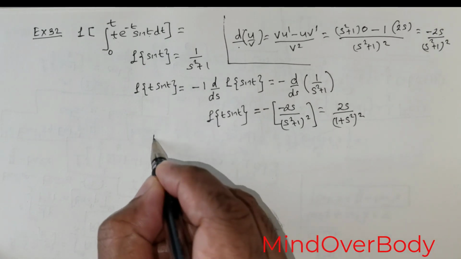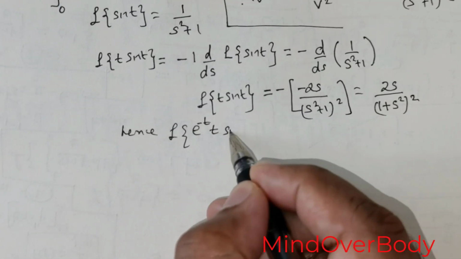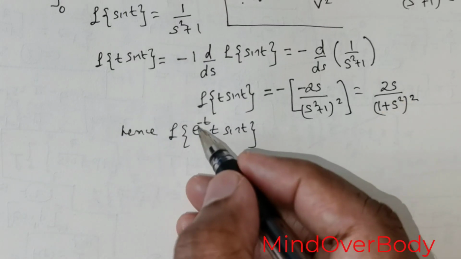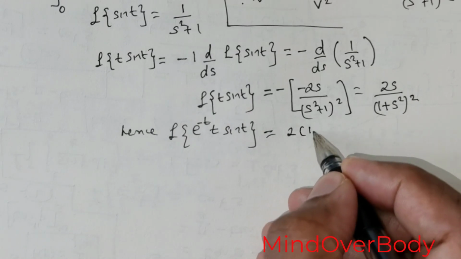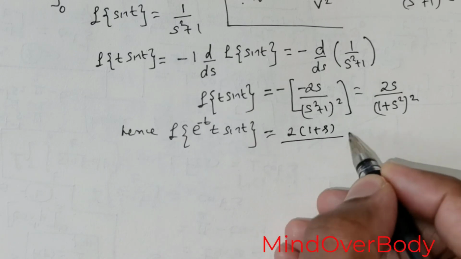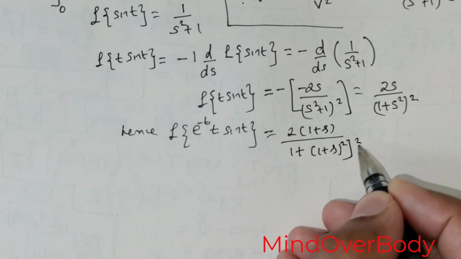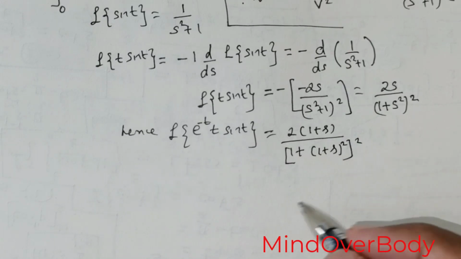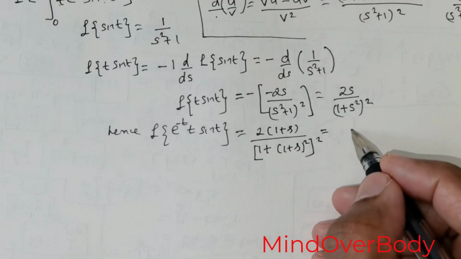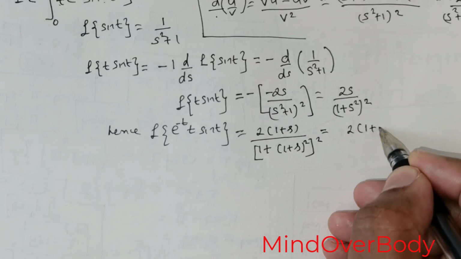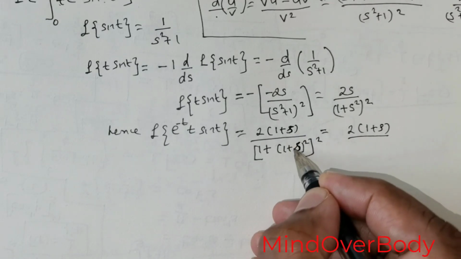So now, hence, the Laplace transform of e^(-t) times t sin t. The shift is negative 1 unit. So when you are applying it, it's going to be 2 times (1 plus s) divided by (1 plus s) raised to the power of 2, the old quantity raised to the power of 2. This is what you've got. You can expand it or you can rewrite it as it is. So I'm just going to write it as 2 times (1 plus s). I don't want to change how the s looks, so let it be like that.